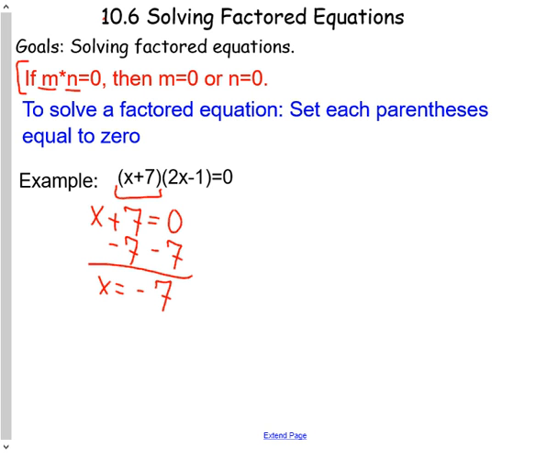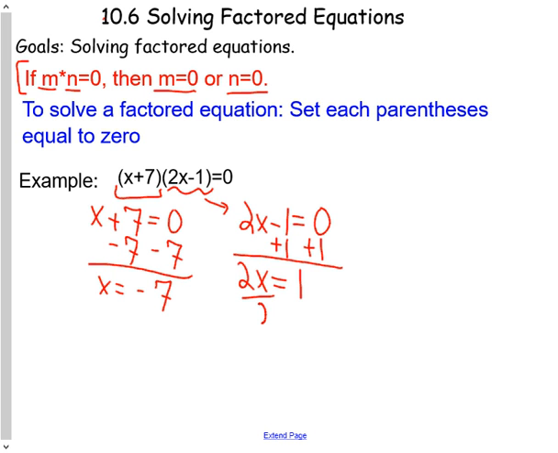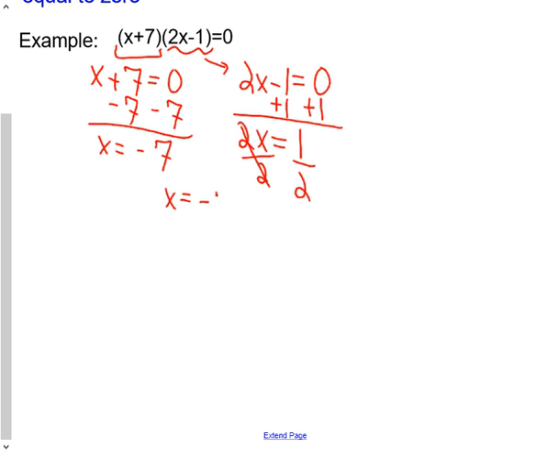Now that was only one parenthesis. Next, we take the other parentheses, 2x minus 1, and set that equal to 0 as well, right? Because the top said either m equals 0 or n equals 0. So we're going to solve for both. Add 1 to each side, opposite of PEMDAS, 2x equals 1. Opposite of multiplying is dividing, divide by 2, and I get x equals a half. So we get two answers, x equals -7 and positive half, because there were two numbers that would make our factored part up here equal 0.